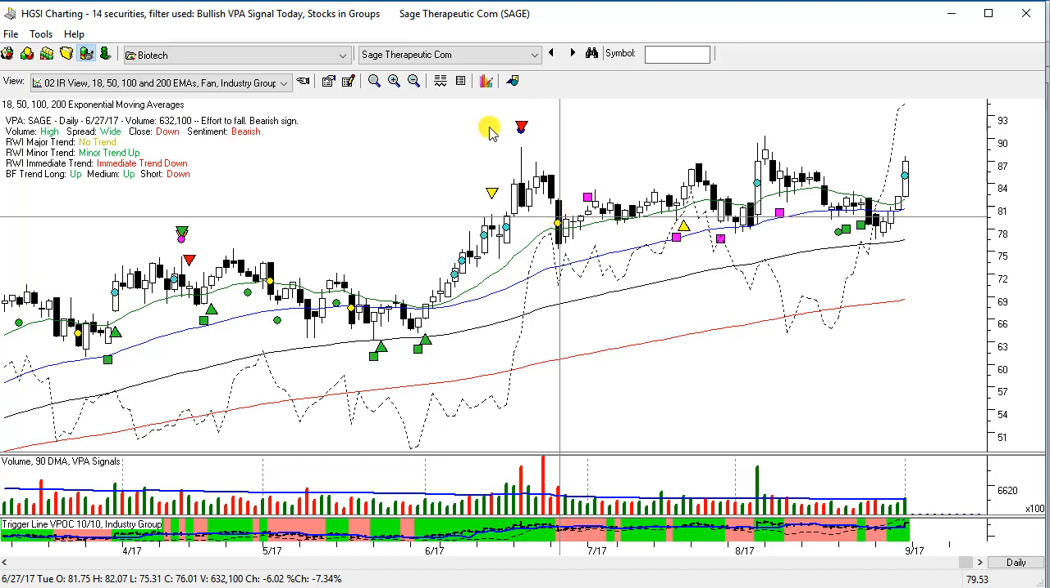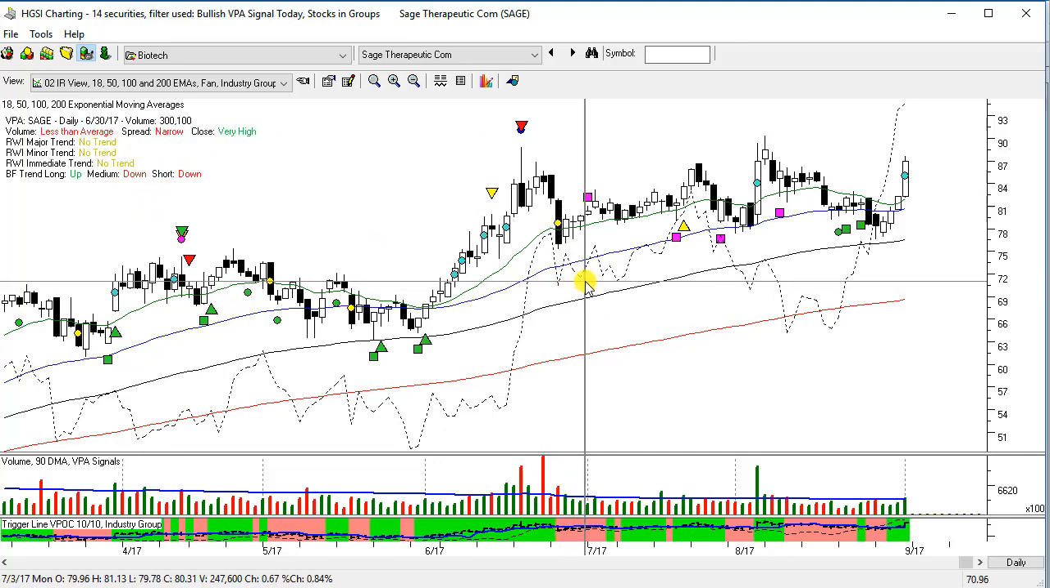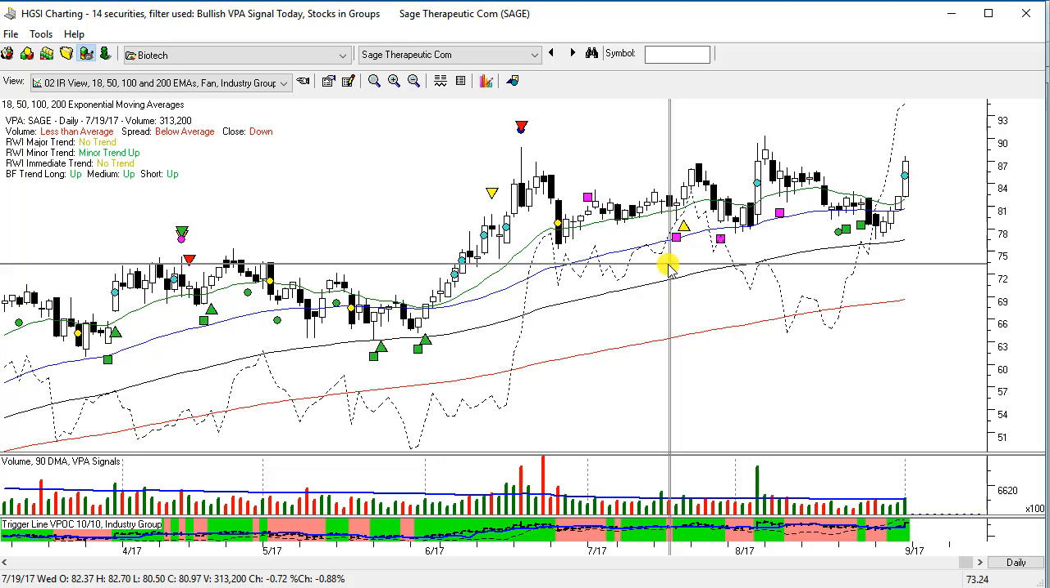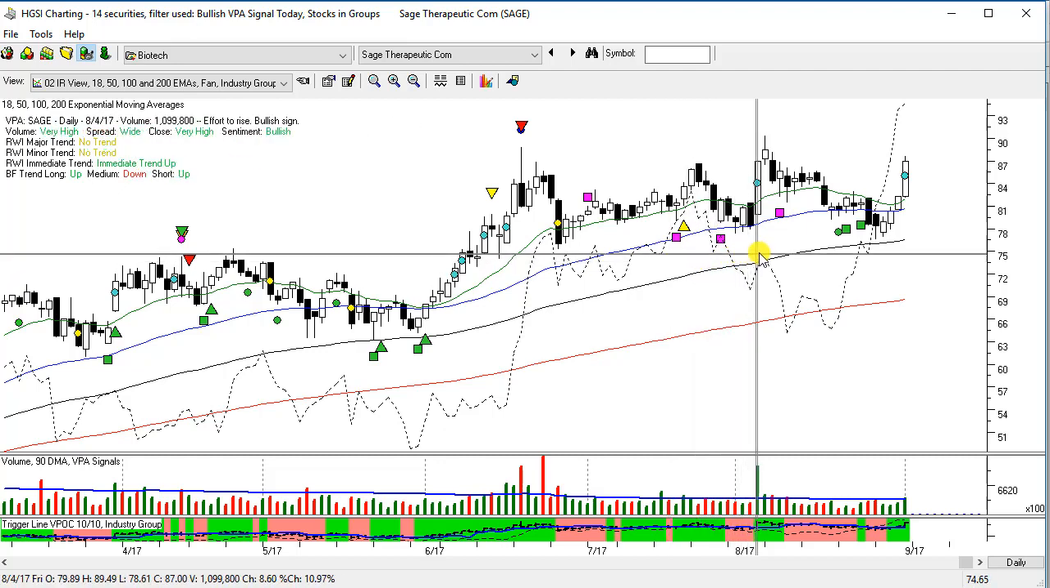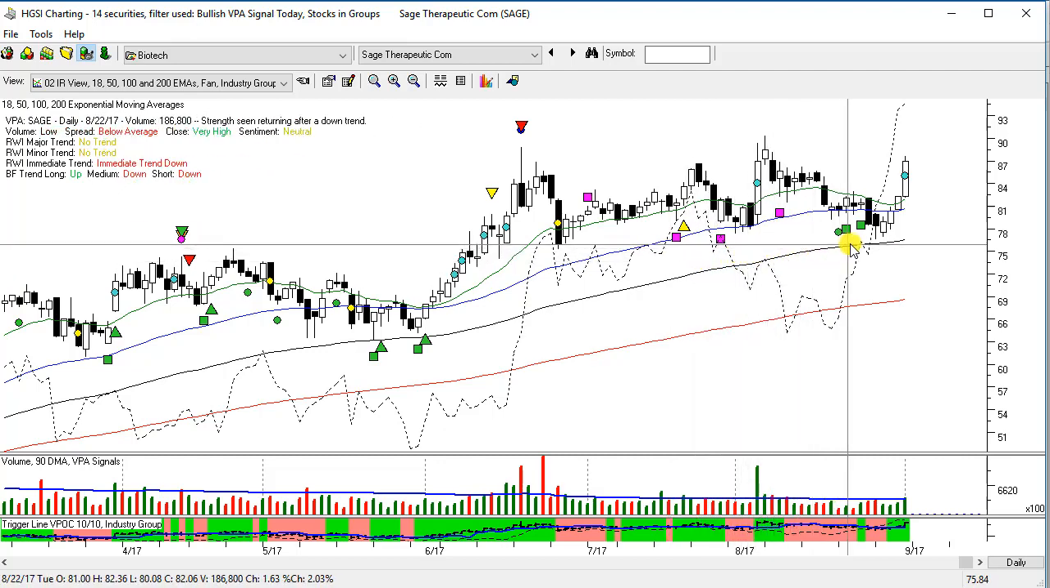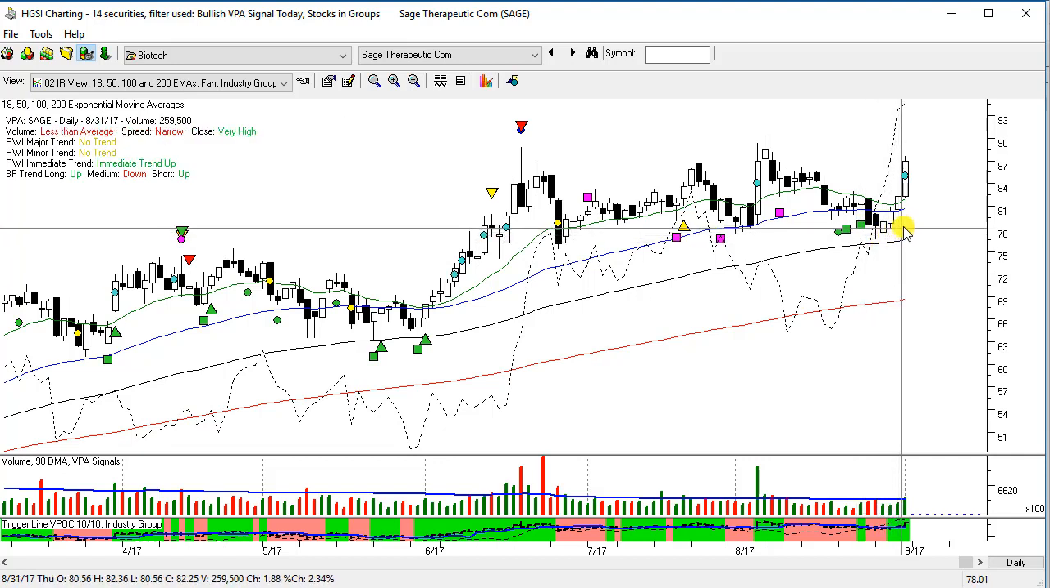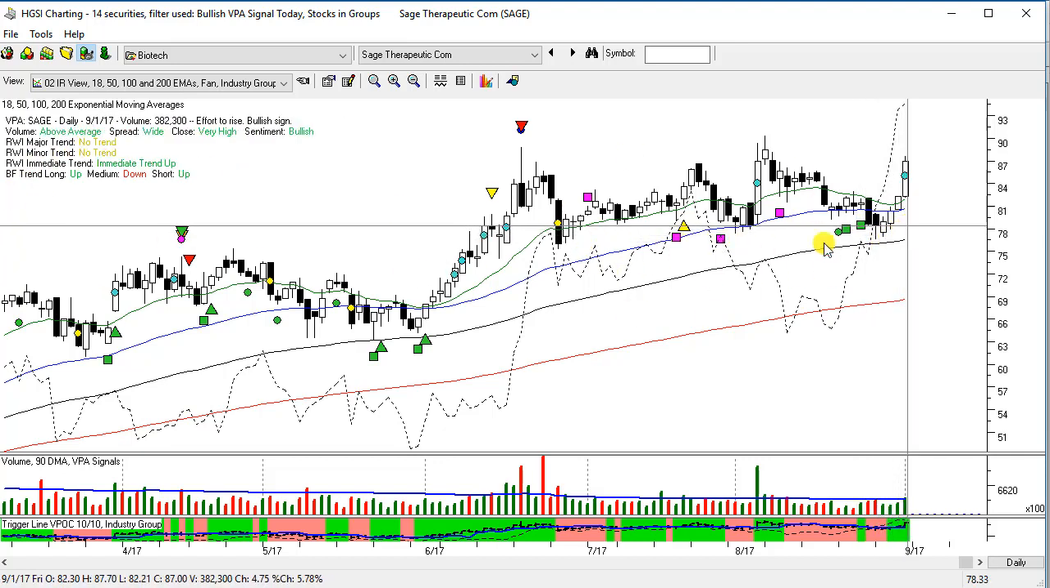And then as it fell here on this sharp move down on relatively heavy volume, the short-term trend moved down, but the medium-term trend didn't move down until here. The long-term trend is still up, and you can see these trends changing all the time. Now, at this point, the long-term trend has remained up throughout this period over here. So what I'm telling you is there is a lot of information about VPA built right into the charts.